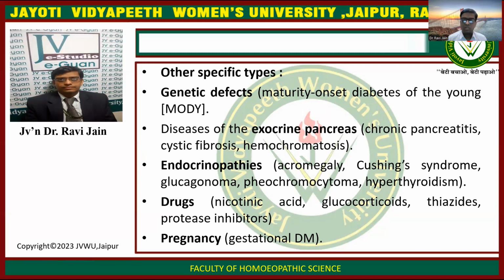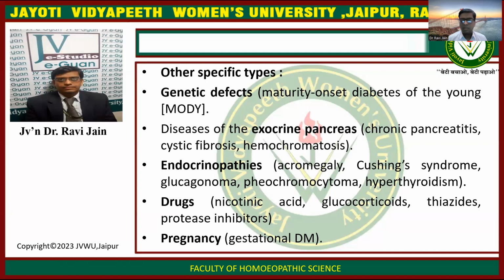There are various drugs. The drugs include nicotinic acid, glucocorticoids, thiazides, and protease inhibitors. Pregnancy is also responsible for development of gestational diabetes mellitus. Other specific types: we have genetic defects, which include MODY, that is maturity onset diabetes of the young, and diseases of the exocrine pancreas, like chronic pancreatitis, cystic fibrosis, and hemochromatosis.